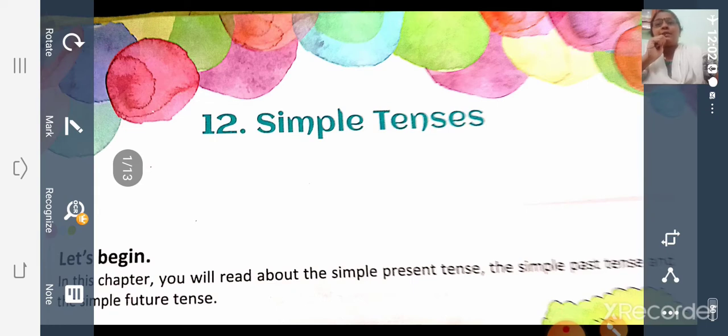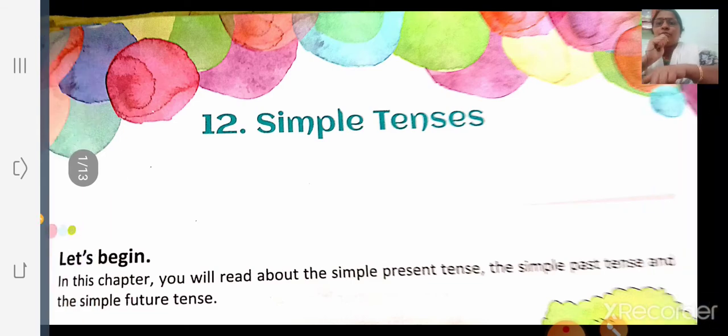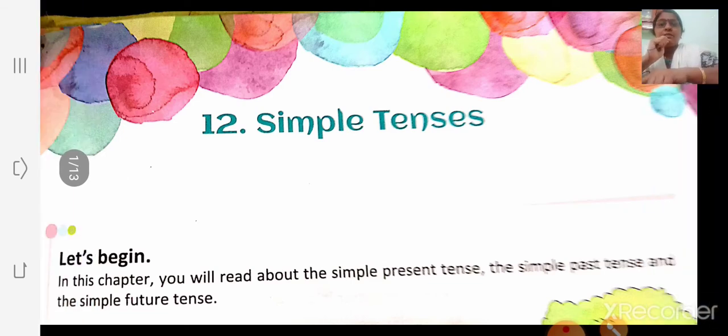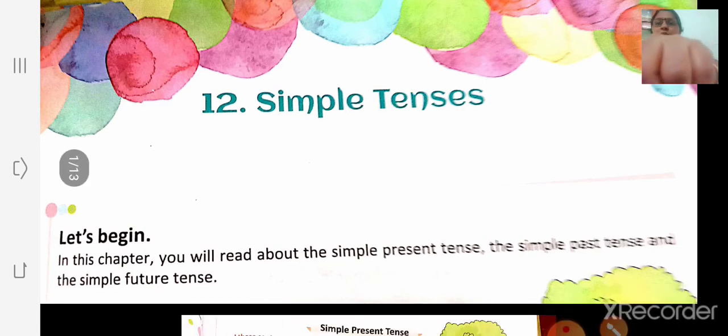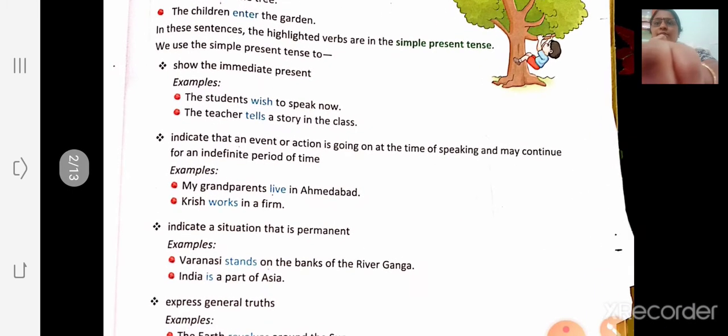So today let's study Grammar Way Lesson 12, Simple Tenses. All of you take your textbook, page number 55, Grammar Way, Lesson 12, Simple Tenses. In this lesson we are going to study simple present tense, simple past tense and simple future tense. Let's start with simple present tense.